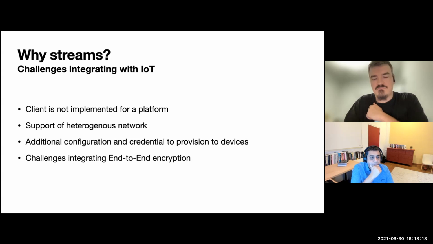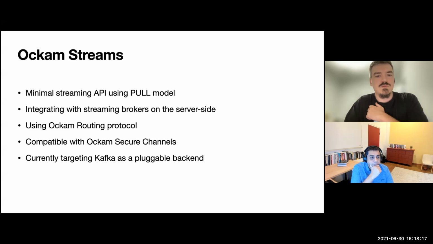So in order to address this, we implemented a small streaming API using the pull model for messaging, which is running on top of the Ockam routing protocol. And the integration with the streaming brokers, the message brokers, is happening on the server side, either in the cloud service or on your premises when you run the service. So the operatable part, which is integrated with the rest of the infrastructure, is connected to the actual devices using the Ockam routing protocol, and your device code doesn't include any Kafka code or knowledge about Kafka. That's why we're using this API as a simple proxy for streaming operations.